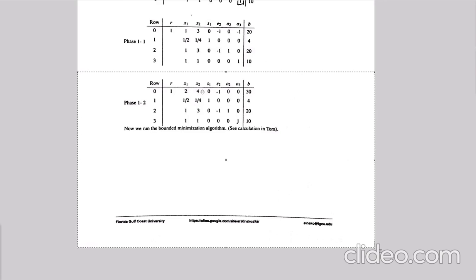We can start minimizing. So for a minimization problem, everything in the objective row needs to be 0 or negative. So clearly we gotta pick the most positive one. So it's going to be that 4. And then we do the same as the maximization problem. We do ratio test between the right-hand side and the corresponding column and pick the smallest one. So 4 divided by 1/4 is 16. 20 divided by 3 is less than 10. 10 divided by 1 is 10, so we're going to pick that 3 to pivot on.